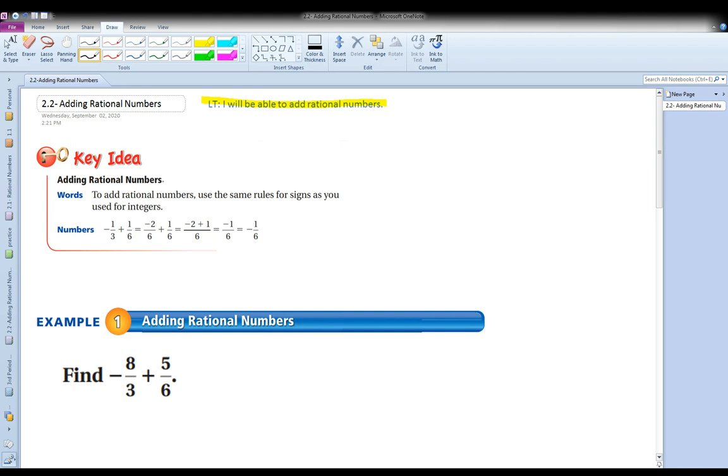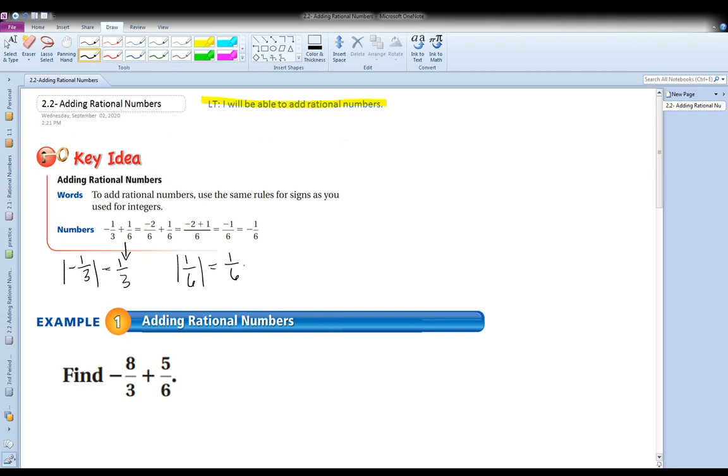So, adding rational numbers. The rule is pretty straightforward. To add rational numbers, use the same rules for signs as you used for integers. And just to refresh your memory in case you forgot, the rule was you subtract the lesser absolute value from the greater absolute value, and then you take the sign of the greater absolute value. Right here, you can see they took the absolute value of negative 1/3, which is 1/3. Then they took the absolute value of 1/6, which is 1/6.